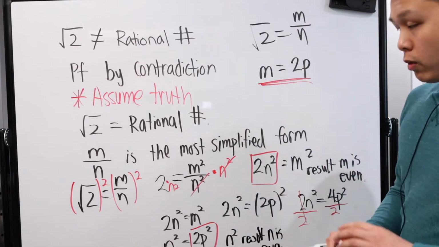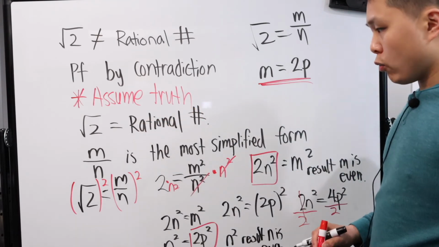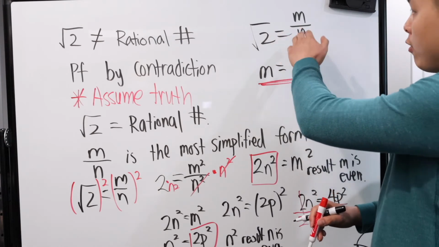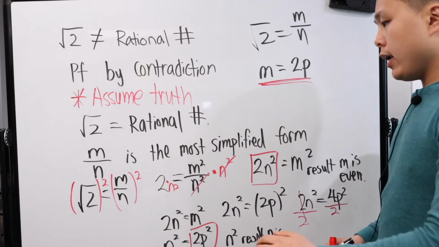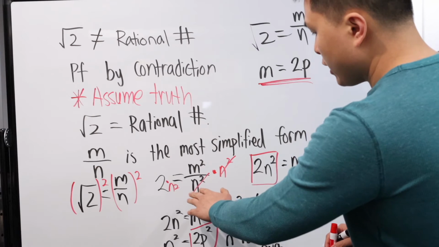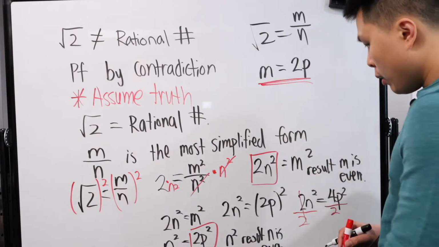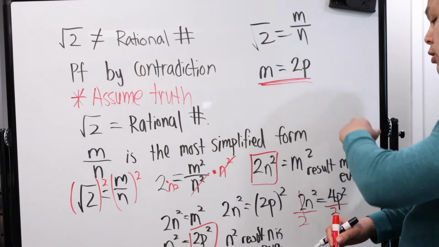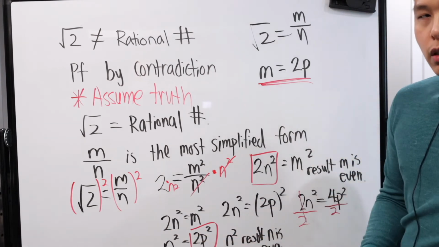Okay, so let's walk through this again. Assume that square root 2 is a rational number. We want it in its most simplified form of a fraction, because that's what a rational number is, a fraction, m over n. Then we square both sides, and we did all this. Multiply n squared on both sides, and all of a sudden we figure out that m is even. But if m is even, that means we can rewrite m as 2 times some other number. So if we replace it, we come up with the result that n is even.